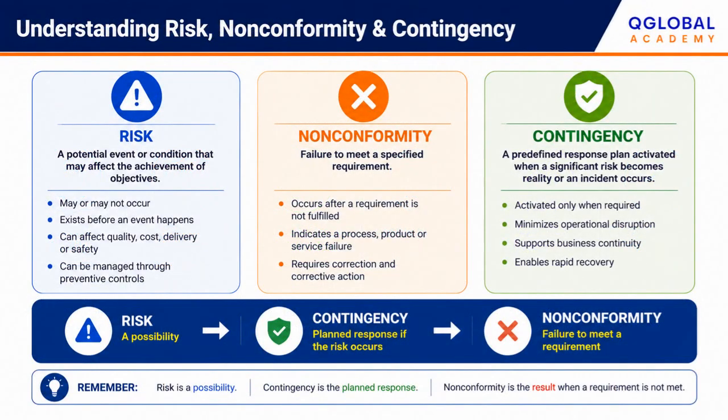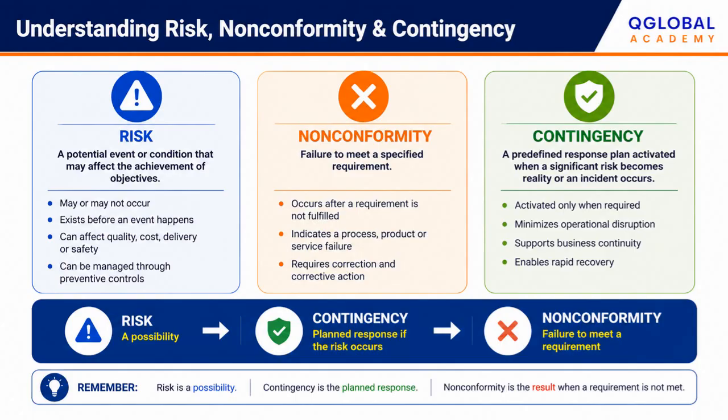Before learning risk management, it is important to clearly understand 3 related terms: risk, nonconformity, and contingency. A risk is a potential event or condition that may affect the achievement of objectives. It exists before anything actually happens. A risk may never occur, but it always has the possibility of affecting quality, cost, delivery, safety, or other business goals. Risks can be managed using preventive controls.